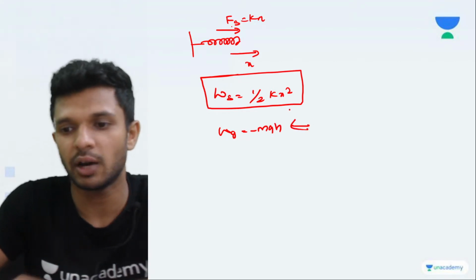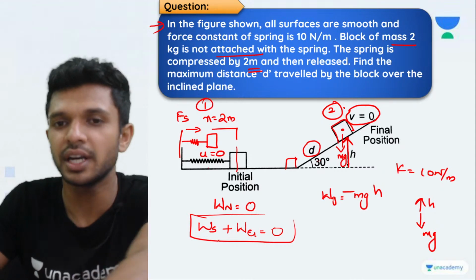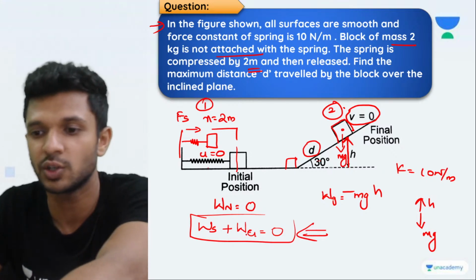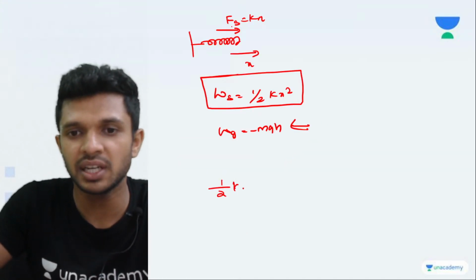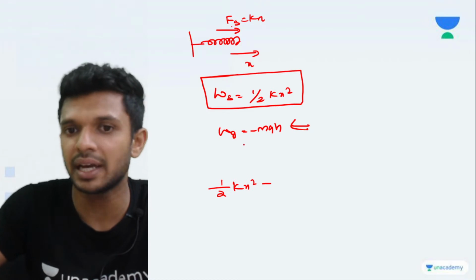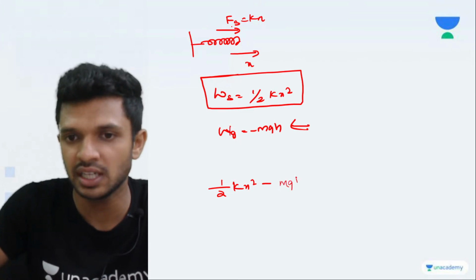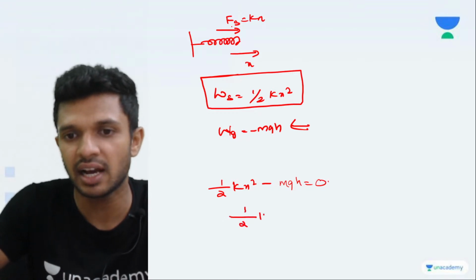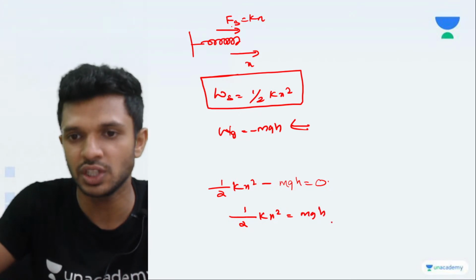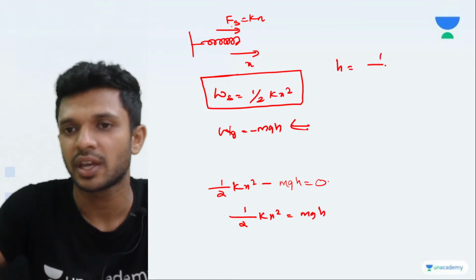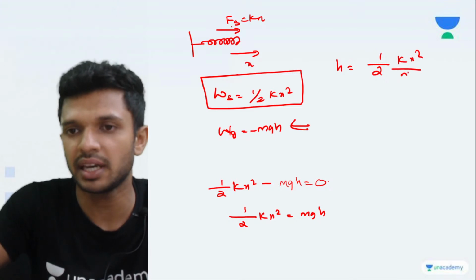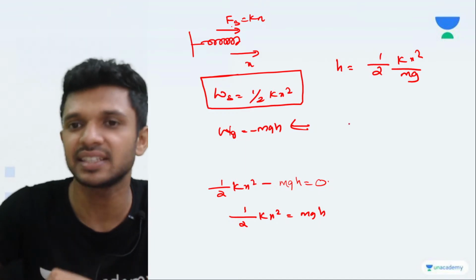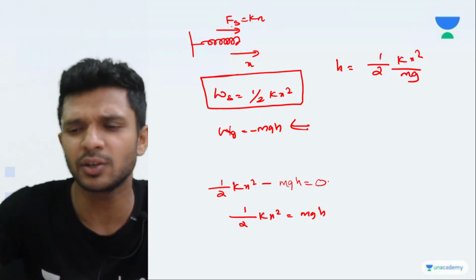Okay, so now let us start substituting. We already know that work done by spring plus work done by gravity is equal to 0. So work done by spring is half kx square plus work done by gravity is minus mgh, equal to 0. From here you find half kx square is equal to mgh, so h is equal to half kx square by mg. We got h, but is h sufficient? Is it what the question asked? No.